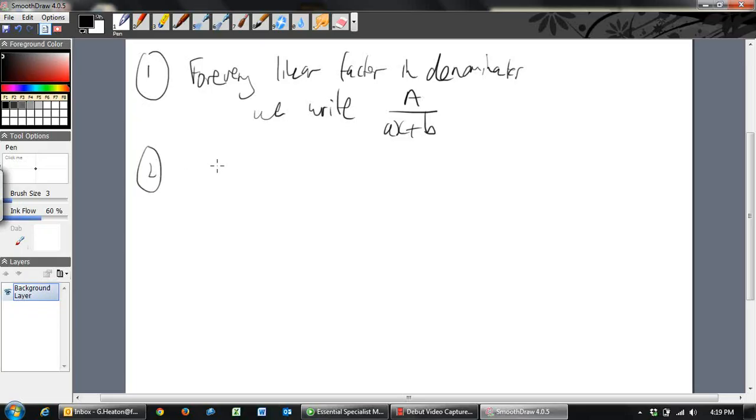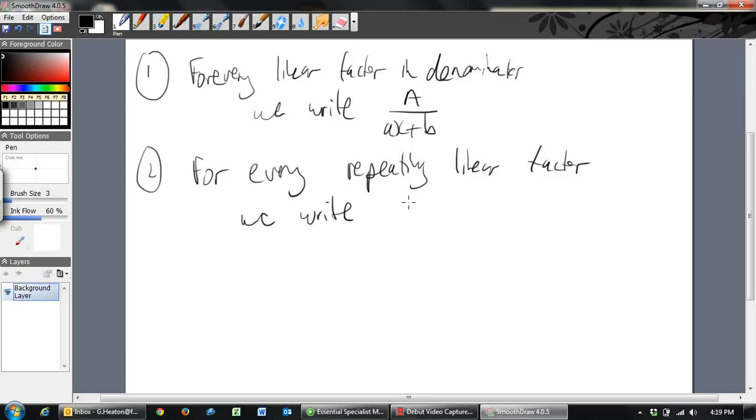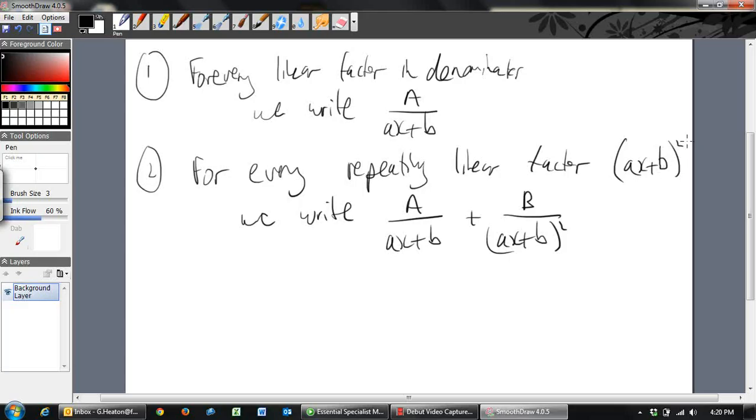That's the first rule. Secondly, for every repeating linear factor, we write it as, this won't make much sense at the moment, A over that linear factor plus some other number B over ax plus b squared. Okay, so if you've got some linear factor that's repeated, in other words it's squared, you've got the same linear factor happening over again. Okay, so that's how we write it.